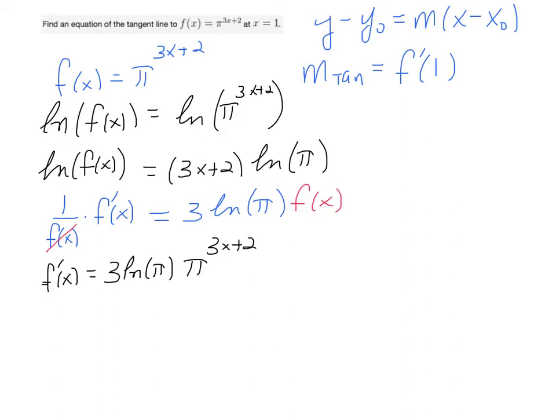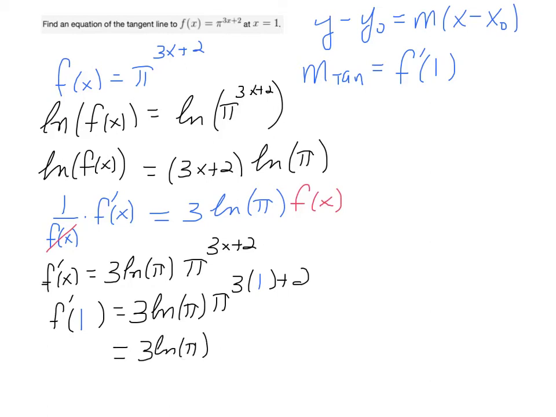Okay, so now that I have the derivative, I want to find what m tan is, the slope of the tangent line, so I will plug 1 into the derivative now. So let's see, I have f prime, and then I'm going to evaluate that at 1. Okay, then I will plug in 1. The only argument there is that 1 there, and that leaves us with 3 natural log pi to the 5th power. Alright, so that's f prime of 1, and that is our slope, which I'll denote by m tan for slope of the tangent line to the curve.